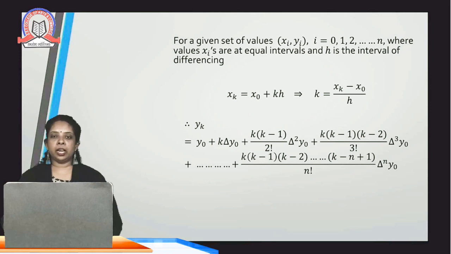Here also we have the equation xk is equal to x0 plus kh, and we can rearrange this equation to get k, that is equal to xk minus x0 upon h. Xk is the value which we have to find, x0 is the initial value and h is the interval between the x values.